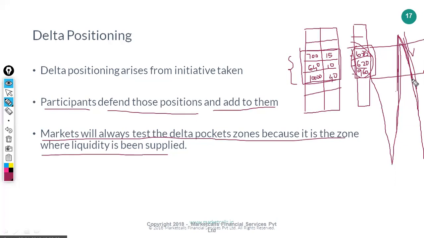That is for sure. But once that revisit happens, if you are seeing a rejection of that level, that is again a trade over there. Your trade will be getting initiated when you are seeing a rejection. You keep your stops above this level and you initiate a trade towards the downside for scalping. So that's what delta positioning is all about.